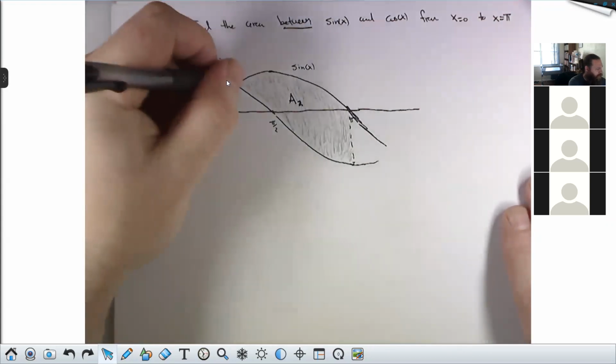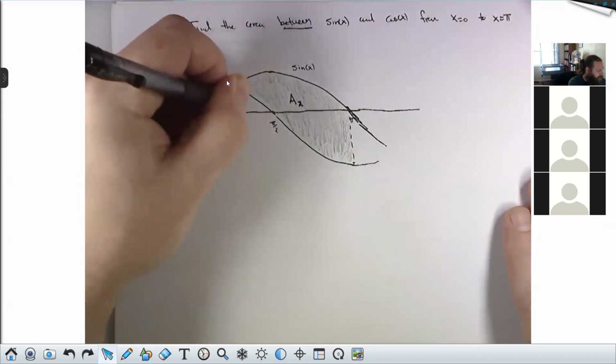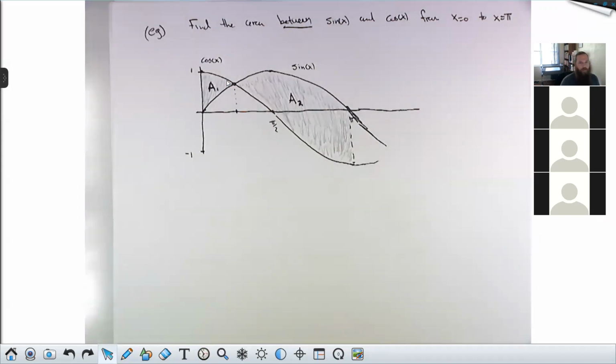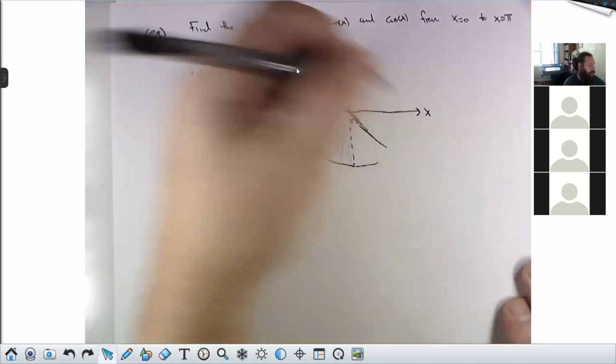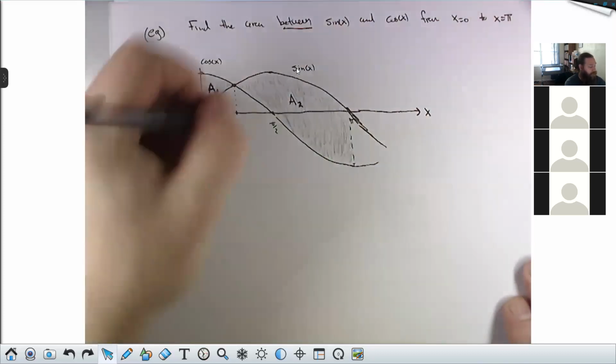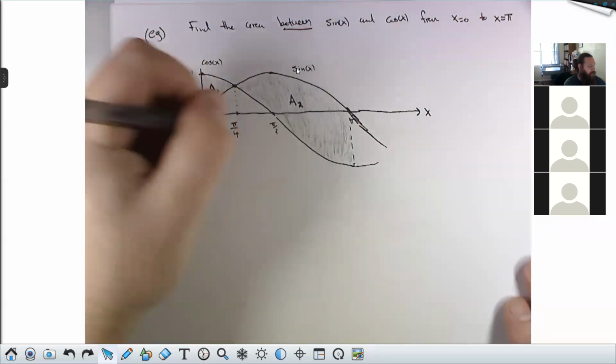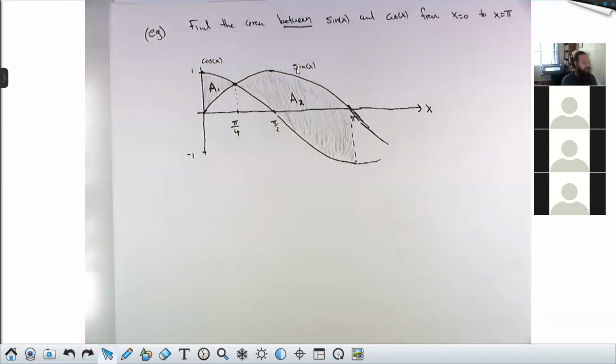In order to sort this out, I need to know what is the x value where these guys touch, where they trade places. What is this x value where the graphs of sine and cosine cross over one another? For what x value between 0 and pi over 2 are sine x and cos x equal to one another? Pi over 4, yeah, very good, right? Think about your unit circle. Pi over 4 is where sine and cosine are equal.